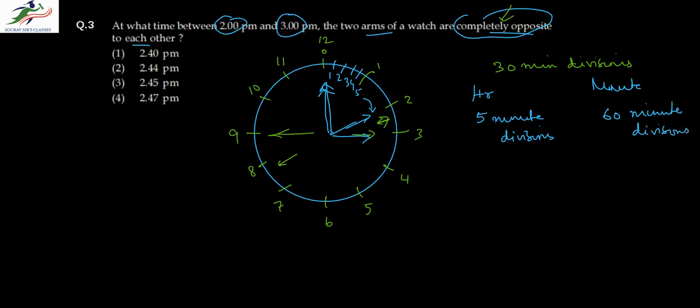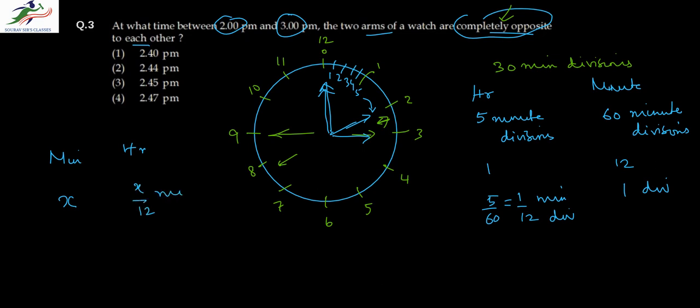So therefore when the hour hand travels 1 minute division, the minute hand would travel 12 minute divisions. Or if the minute hand travels 1 division, the hour hand will travel 5 by 60 or 1 by 12 minute division. So now let's say the minute hand travels x minutes. So the hour hand will travel x by 12 minute divisions, right?